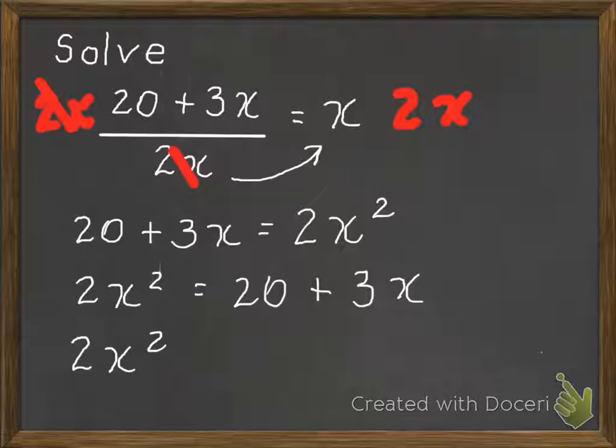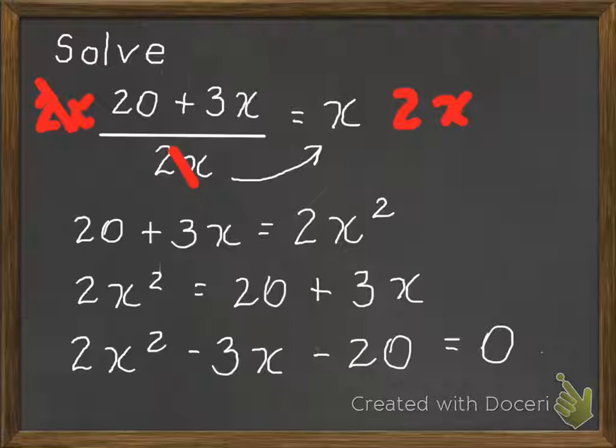So I would have to subtract 3x from both sides. And when I subtract 3x from both sides, it appears on the other side as minus 3x. So change sides, change signs. And then I subtract the 20 from both sides. So it changes sides and changes signs. So now this is my quadratic equation, which I set equal to 0, and I have to solve.